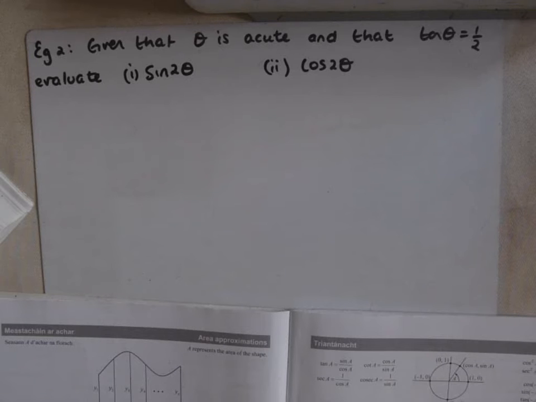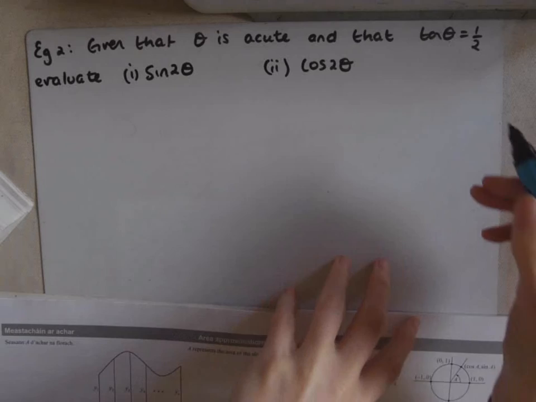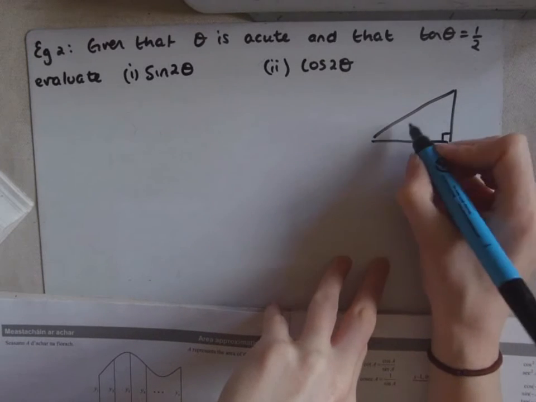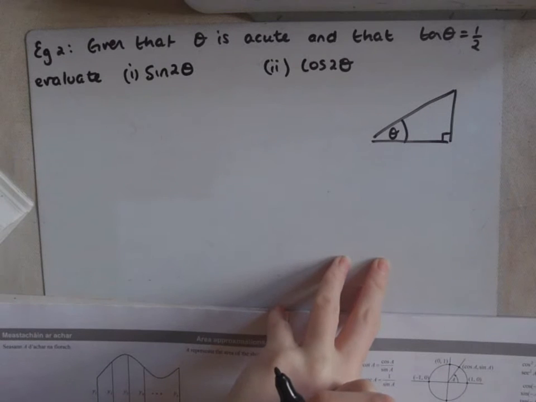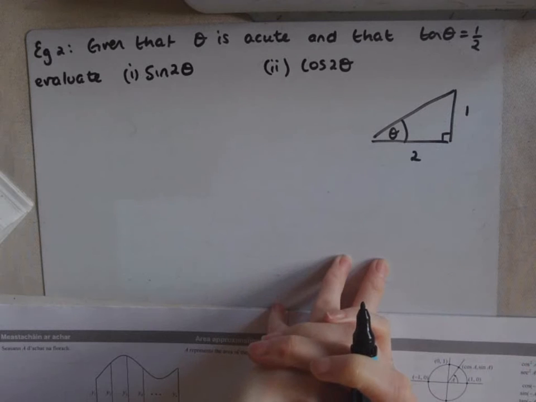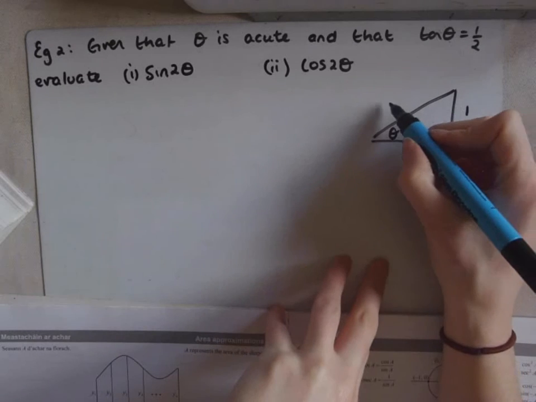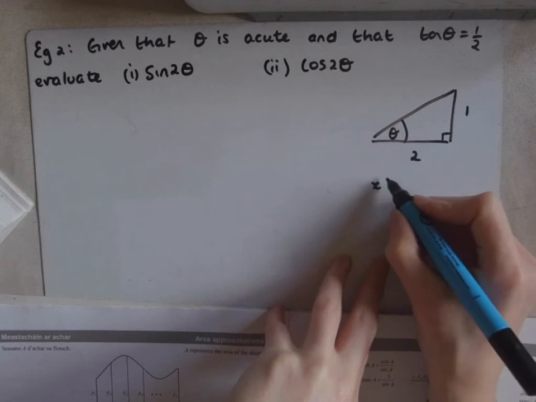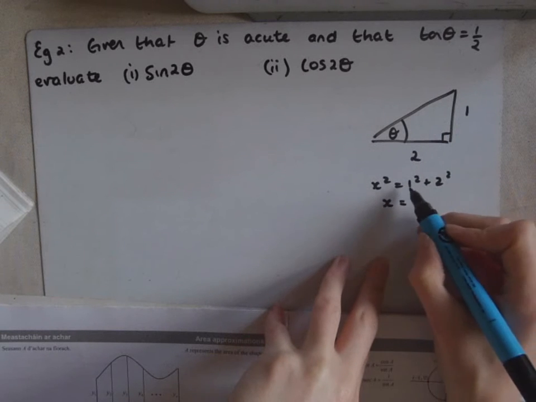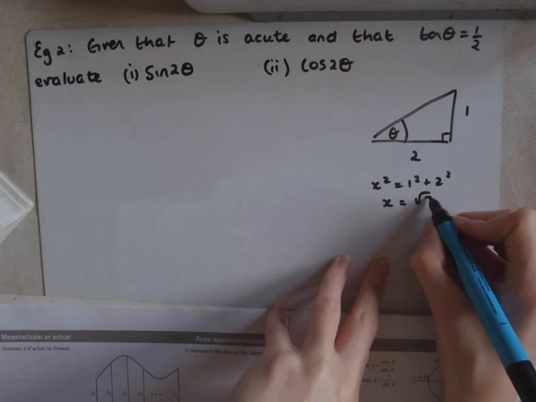Now, they've told me tan of theta is a half. Straight away, go back to your junior cert. Draw yourself a right angle triangle. There's theta. Tan is opposite over adjacent. Opposite over adjacent. Okay, and you're going to be able to find out what x is. So x squared is 1 squared plus 2 squared. So x squared is 1 plus 4, 5. X is the square root of 5.